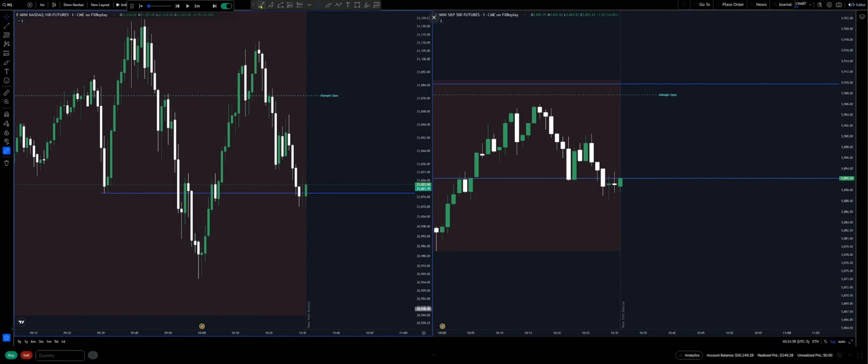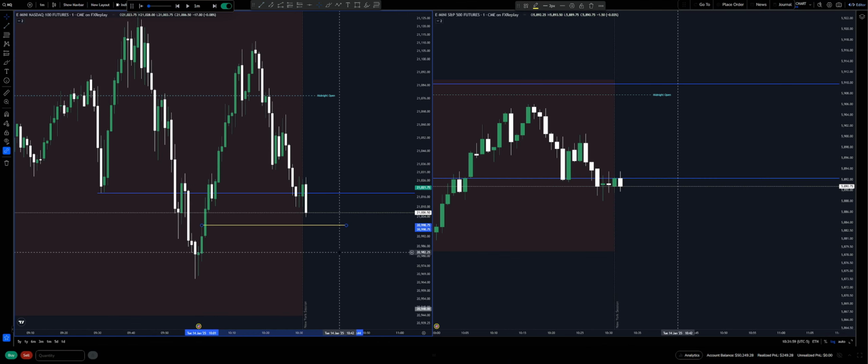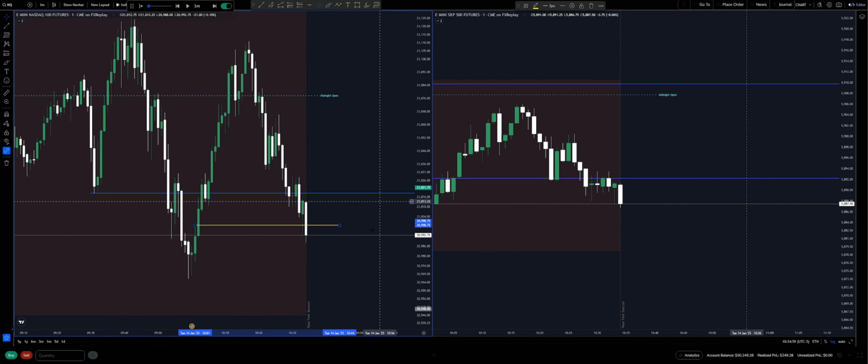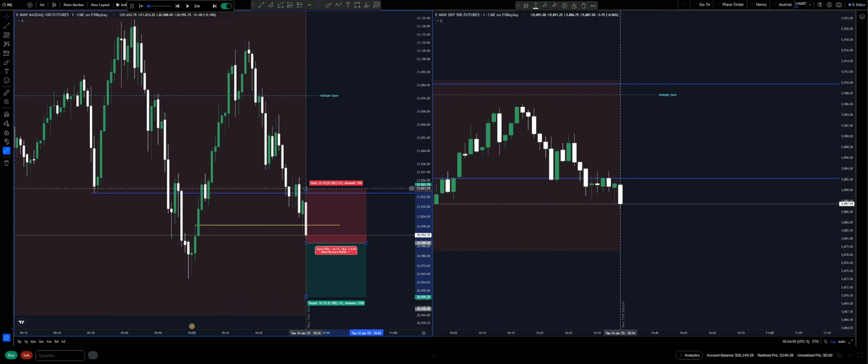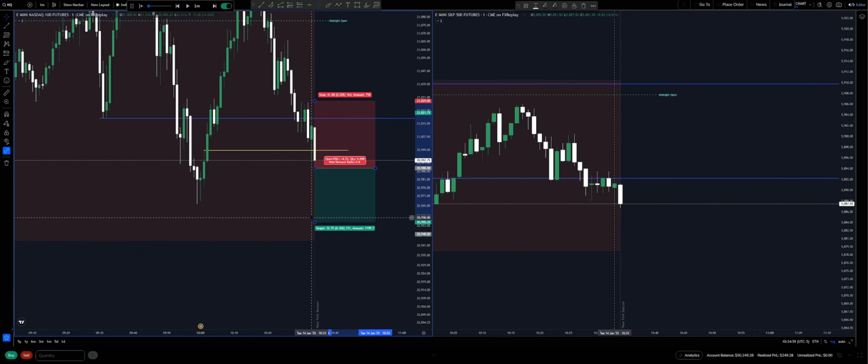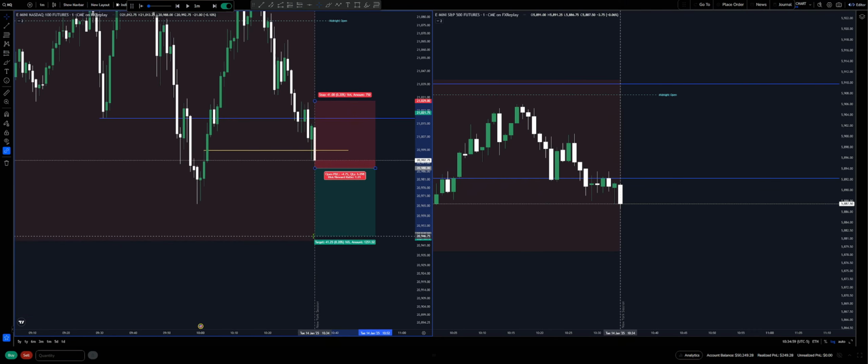So our next IFVG is going to be this one here, which is right now. ES close below, NQ close below. That is a valid entry. Stop order there. Your stop is at the last swing. That's continuation, right? Target 1 to 1.